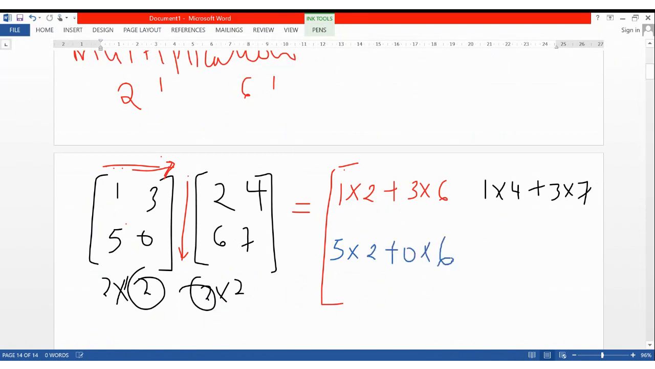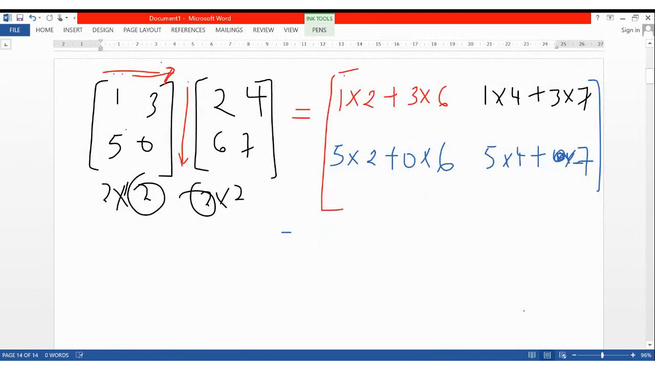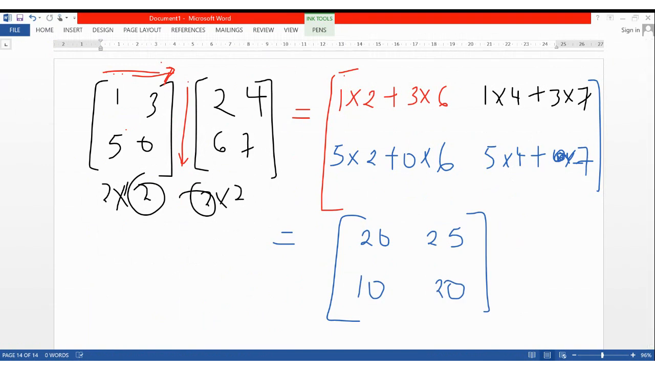The other one will be 5 times 4 plus 0 times 7. If I do that correctly, I end up with a 2x2 matrix. That is 20 and 18, then 21 plus 4, 25, that is 10, and then I'll have 20. So always move row, column, going down, row, column. This aspect of multiplying matrices, I don't think it is new to you. I think you have come across it before. So I'm just reminding you, row, column.